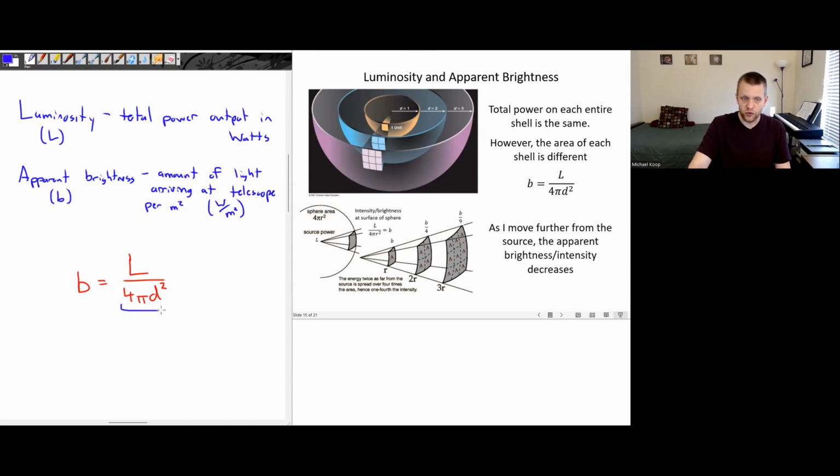In fact, those of you who have taken some geometry courses or remember something from a long ago geometry course, you might recognize this 4 pi. Usually you'd see it as 4 pi r squared, the surface area of a sphere. So again, that's involved in actually deriving this equation. I'm not expecting any students to derive this equation. This will be something that's given to you on the test. But again, basically, as I move further from the source, the apparent brightness, aka the intensity, is going to decrease.